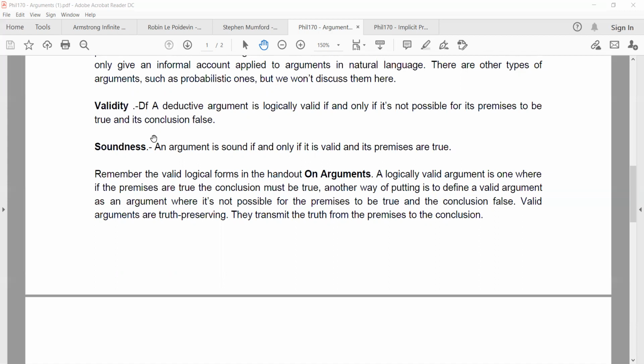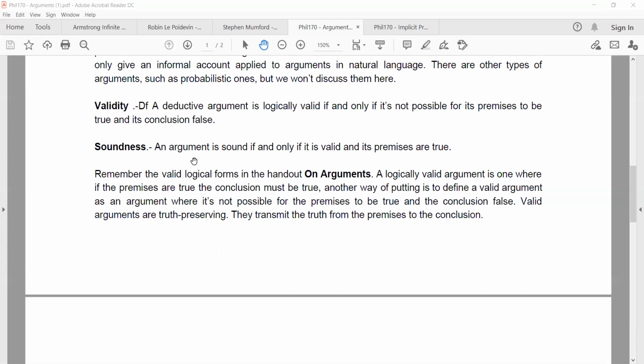So it turns out that soundness is the best type of argument. The best type of argument you can get is a sound argument, because whenever you have a sound argument, you know you have a true conclusion. That's just inescapable. So why is that?